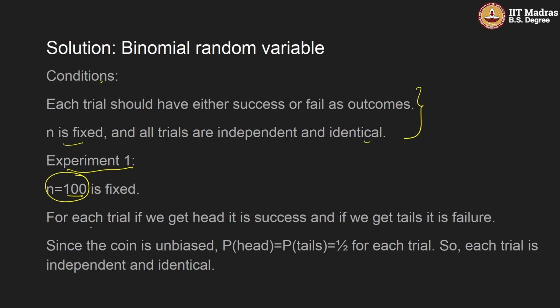Now for each trial, if we get head, then it is success, and if we get tail, then it is failure. So the outcomes are classified into two types: success and failure. Since the coin is unbiased, the probability of getting a head or a tail will be 1 by 2. So the probability of success is the same for each trial, and the trials will be identical also. All the conditions for a binomial random variable are satisfied, so experiment number 1 is a binomial experiment.